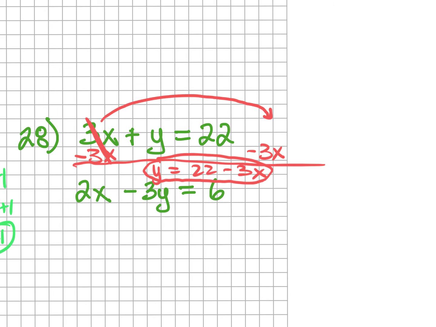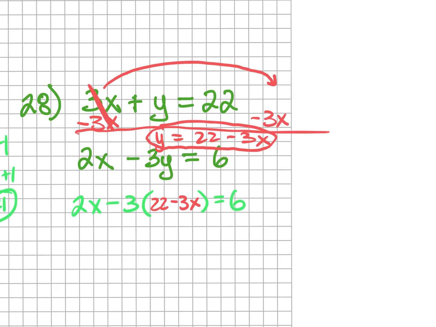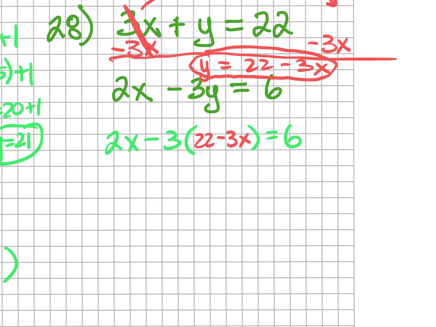Okay, great. Now I can plug it in. 2x minus 3 times, well, I know what y is. 22 minus 3x equals 6. Do I expect you to have this yet? No. I'm just showing you what's coming down in the future.